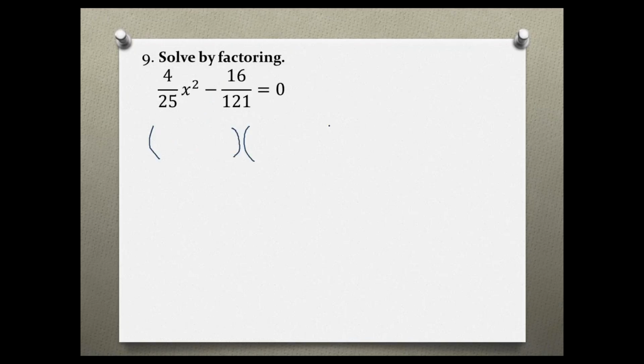Factoring the difference of two squares, just write your empty sets of parentheses and then square root the first term. You can also do that individually with the fraction. So the square root of 4 is 2, the square root of 25 is 5, and the square root of x squared is x. I'm going to write that twice. And then I also square root the second term. So the square root of 16 is 4, and the square root of 121 is 11. I'm going to write this twice as well. And then I just need opposite signs.